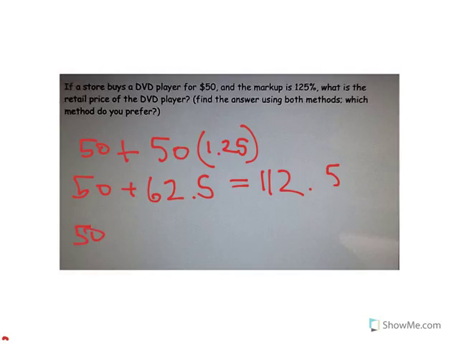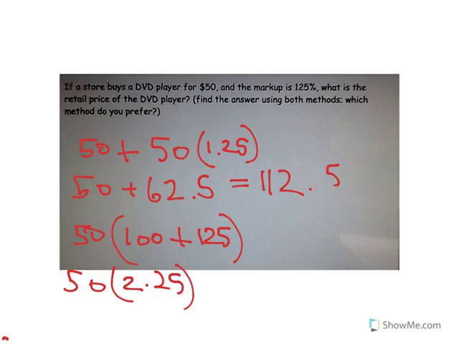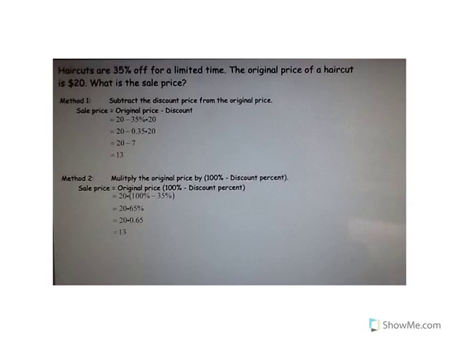So the other way of doing it is this way. 50 is the original price times 100, that's the original cost, plus 125, and that's the markup. So it's going to be 50 times 2.25. And that's going to give you your same answer, which is $112.50. Add the zero there to indicate 50 cents. So that's how you deal with markup.